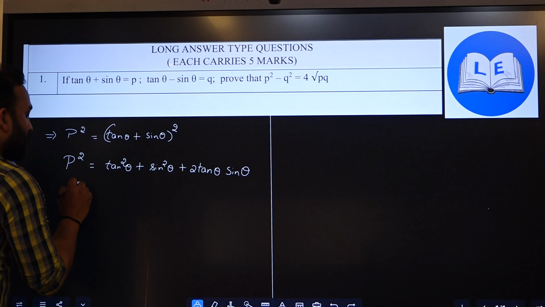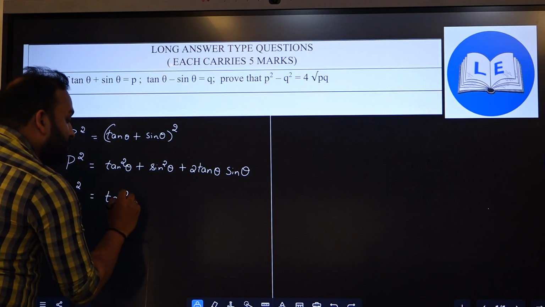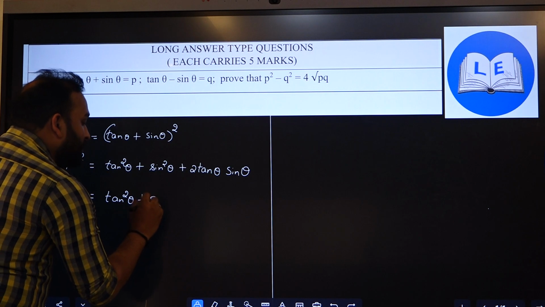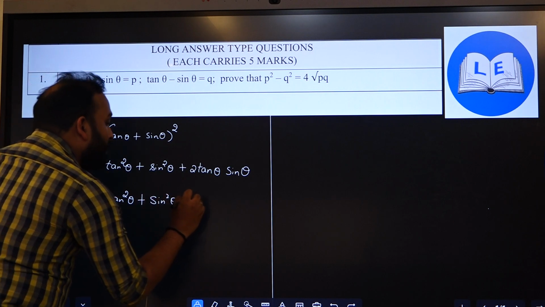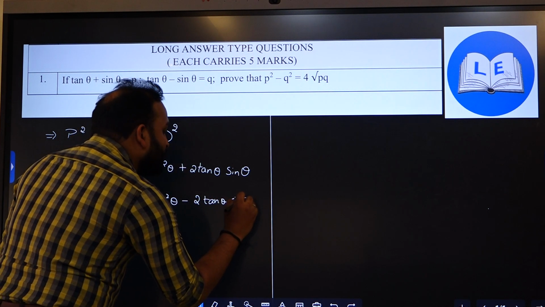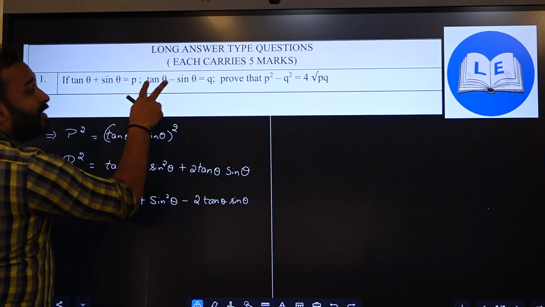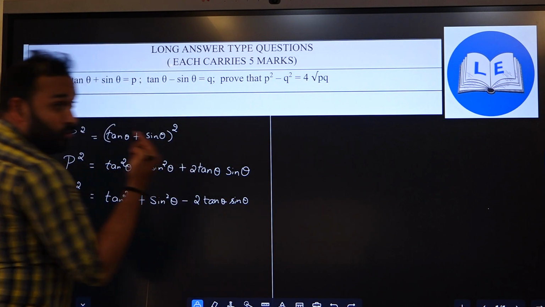Yes, we are using the a square plus b square plus 2ab formula. In a similar way, what is q square here? If you look at this, q square becomes tan square theta plus sin square theta minus 2 tan theta sin theta. Why, children? What is the reason? Just have a look at the question. It's given tan theta minus sin theta is equal to q. So (a minus b) the whole square is a square plus b square minus 2ab.